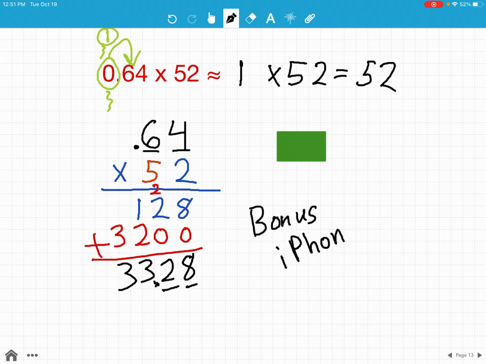All right, so bonus word: iPhone, because I'm looking at my iPhone. All right, hope that helps.